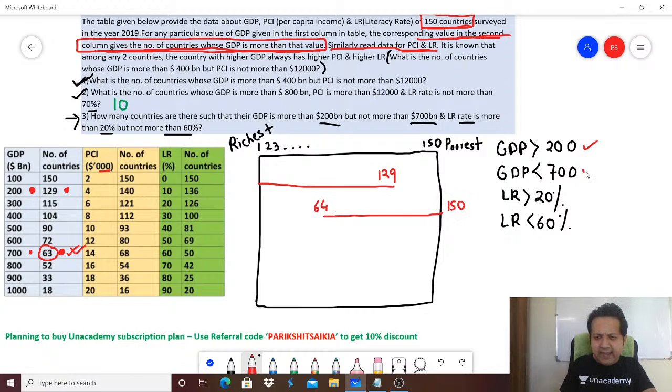Next, LR is greater than 20%. Have a look. So locate the figure here. This is 20. Number of countries greater than 20% is how many? 126. So these are the top 126 countries of the world. So countries from rank 1 to rank 126. Perfect.